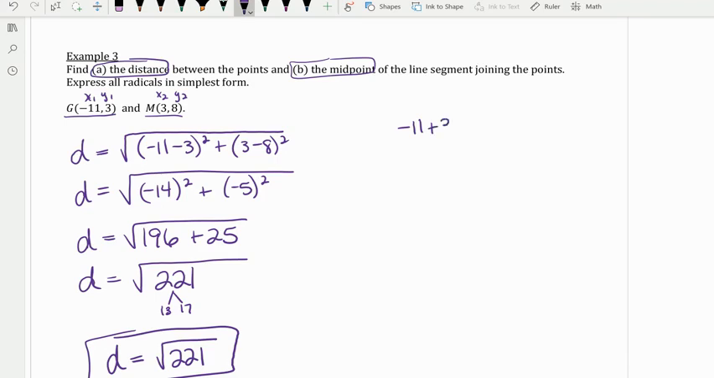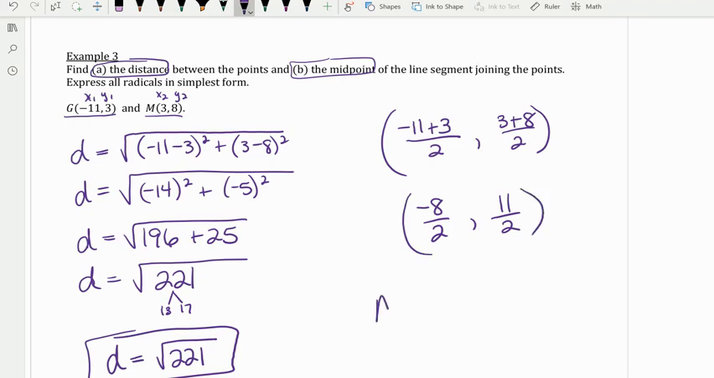Okay, to find the midpoint between those 2 points, I would do the average of the x values, so negative 11 plus 3 divided by 2. And then the y values, 3 plus 8 divided by 2. So that would give me negative 8 over 2, and then 11 over 2. And if I simplify that, that puts our midpoint at (-4, 11/2).